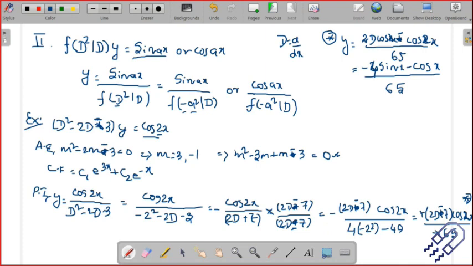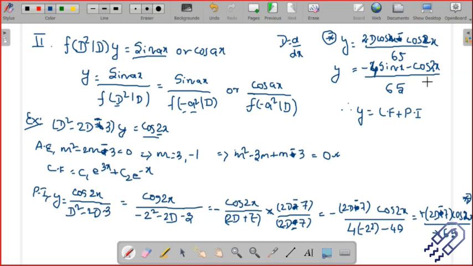This would be 4. So this will be your particular integral, minus 4 sin x minus cos x divided by 65. Okay, that means if you want to find out the entire solution, you can always write it down as complementary function minus first. Sir, I got the particular integral as 4 sine 2x minus 7 cos 2x by 65.